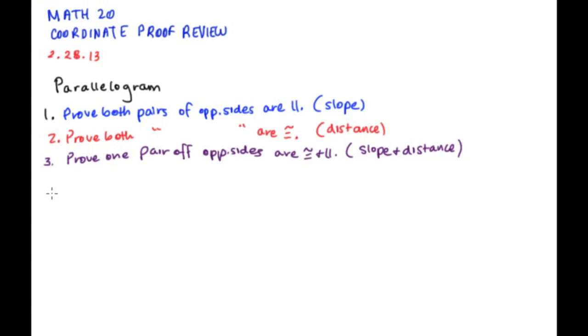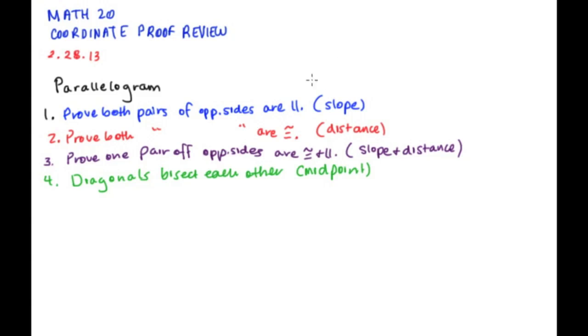And lastly, this is the easiest way to prove something's a parallelogram. I usually like this way. You have to prove that the diagonals bisect each other. And to do this, just very simple, find the midpoint of just 2 diagonals.